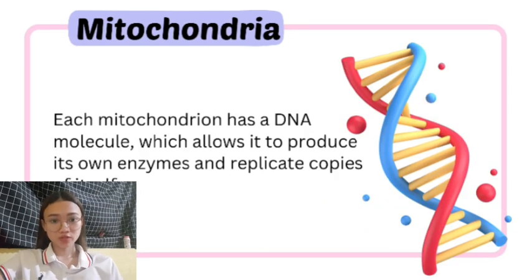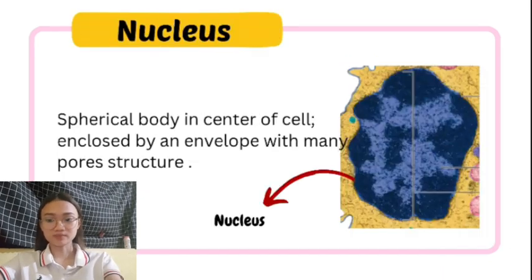Each mitochondrion has a DNA molecule which allows it to produce its own enzymes and replicate copies of itself. So, mitochondria have their own DNA, and it allows them to make some of their own enzymes and divide, para gumawa ng bagong mitochondria that are genetically identical to the parent mitochondria.